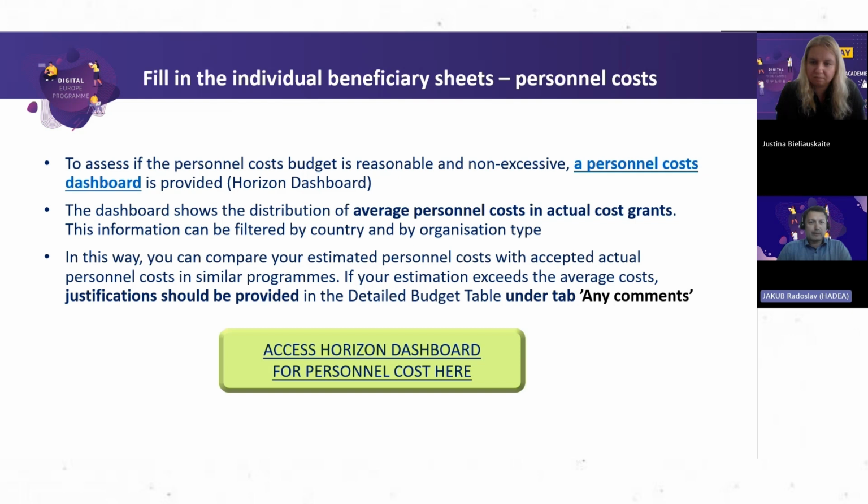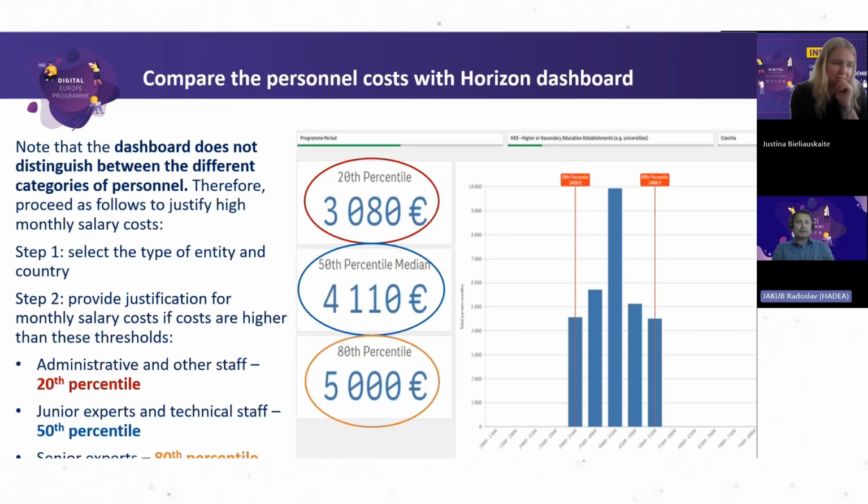As I said before, the average salary cost and the cost for work package per beneficiary will be assessed by the evaluators. In order to give you a tool to assess whether they are not excessive, there is a Horizon dashboard available. This Horizon dashboard provides information about the average personal cost in actual cost grants. It takes the information from the actual cost grants for person months and provides the information about average salary costs. If we go to the next slide, here you have the link to the Horizon dashboard.